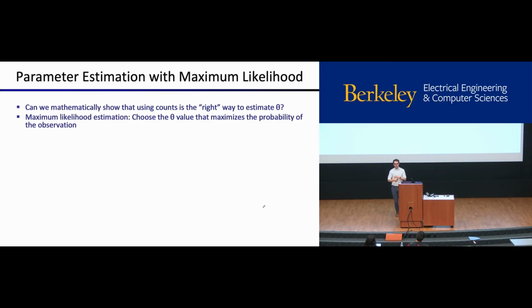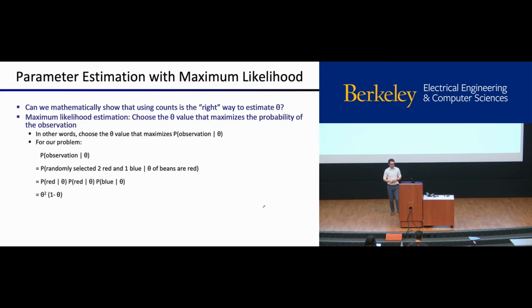Think about this as picking the world that maximizes the probability of that observation. So in that world, that observation is the most likely out of all the worlds. Okay? Choose the theta value that maximizes the probability of the observation given theta. So this is like, what's the probability that I randomly selected 2 red beans and 1 blue bean out of all the possible thetas of beans that are red?